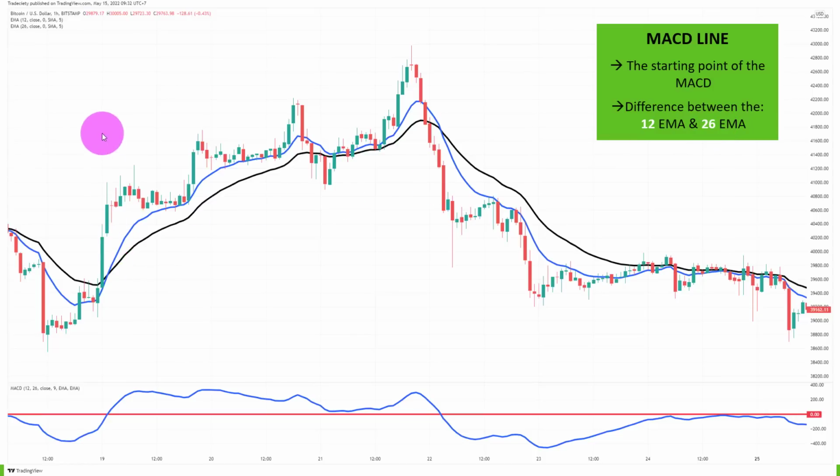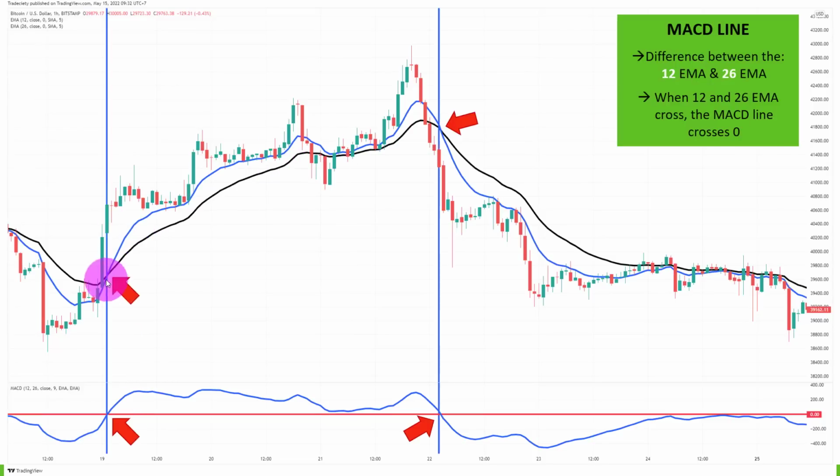So here on the charts I added the 12-period and the 26-period EMA. It's the blue and the black line. Those are the two moving averages, and the MACD line is nothing but the difference. So you subtract one from the other. And right away what you see is when the two moving averages on your charts cross, that's when the MACD line also crosses the zero line.